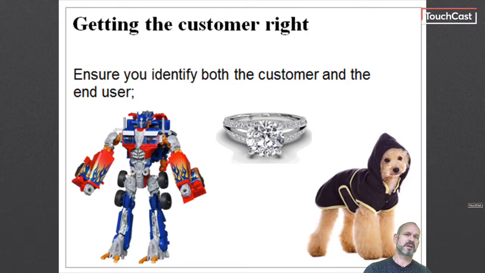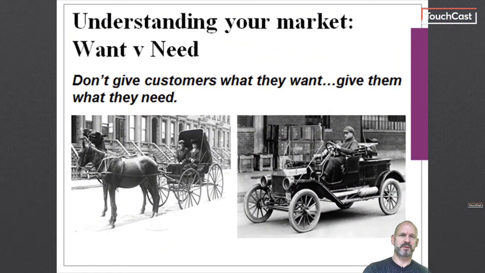We also need to understand the difference between want and need. Henry Ford is quoted as saying, "If I'd asked my customers what they wanted, they'd have said a faster horse." And his Model T Ford, manufactured from 1908 onwards, produced more power than 20 horses. It travelled at speeds of up to 45 miles an hour and sold over 16.5 million units. And to this day, it's one of the top selling cars of all time.